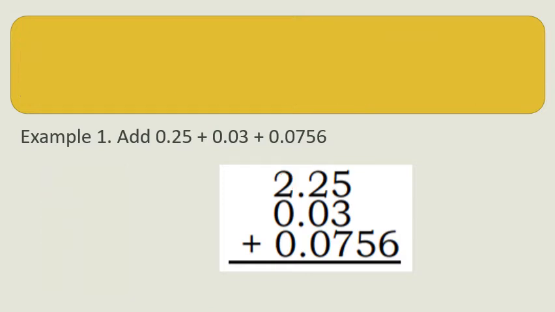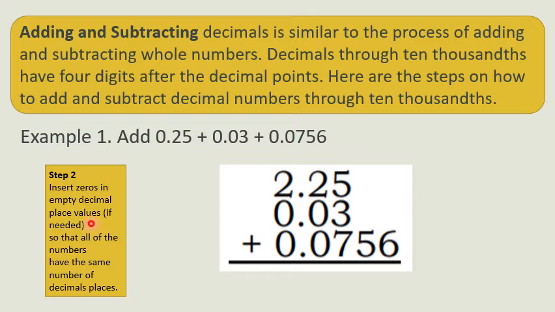Then, another step, insert zeros in empty decimal place values if needed so that all of the numbers have the same number of decimal places. So, gagawin ko ulit ito, dapat ito ay 0. Okay? Ang sabi daw dyan, yung empty place values natin, kailangan lalagyan ng 0 para pantay dito sa dulo natin kasi ito 4 decimal places. Dapat lahat sila ay 4 decimal places. So, lalagyan natin siya ng 0. Para lahat ng ating place value ay meron. Meron tayong tenths, hundredths, thousandths, and ten-thousandths. Lahat may value.